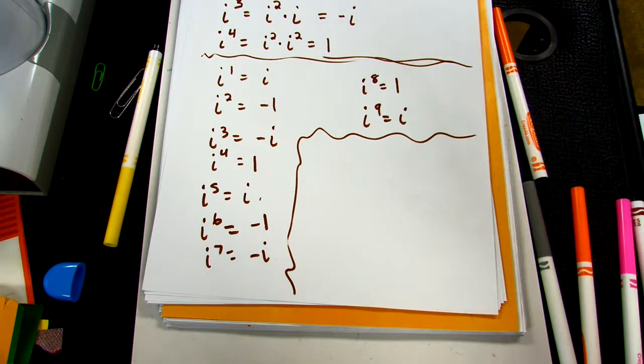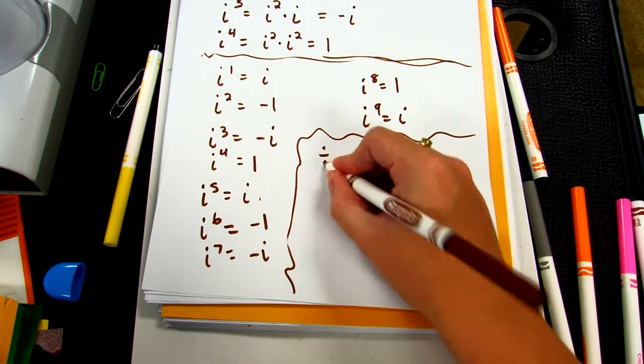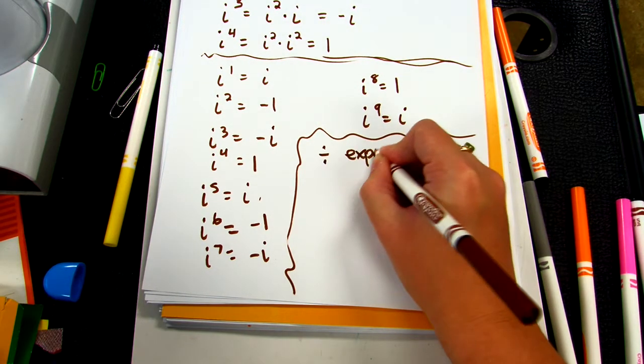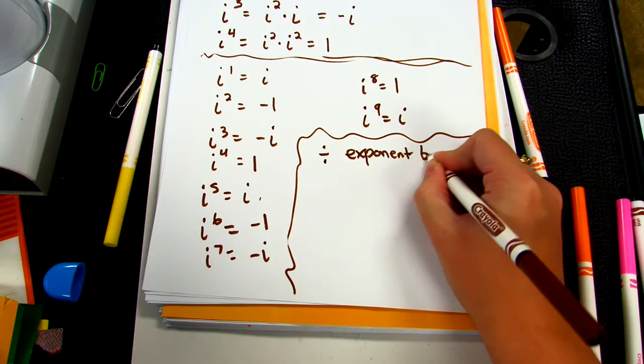So since there are four choices, we will divide our exponent by 4. Okay, so to simplify an imaginary expression with a large exponent, we want to divide the exponent by 4.